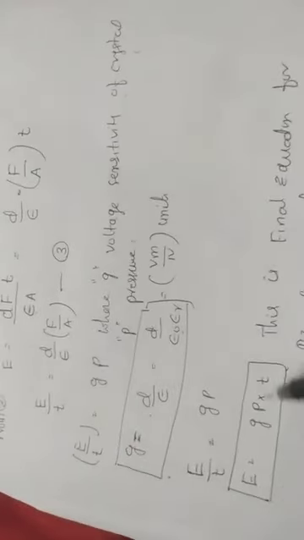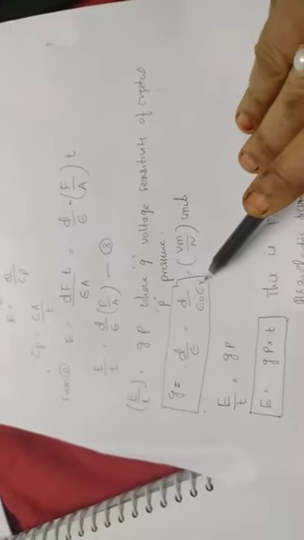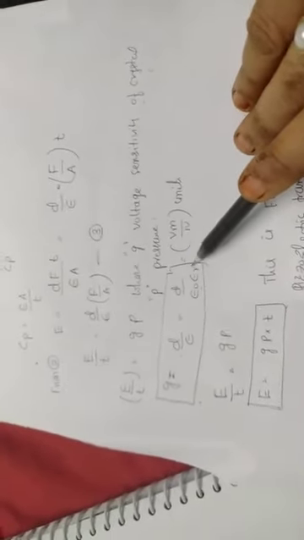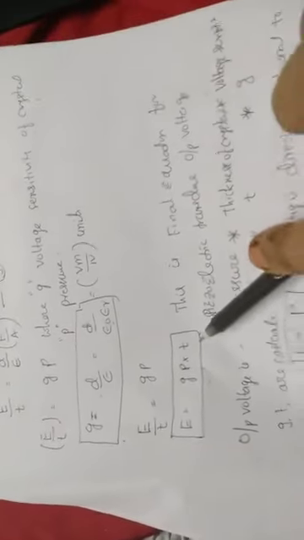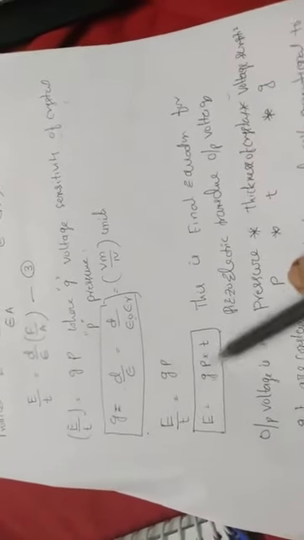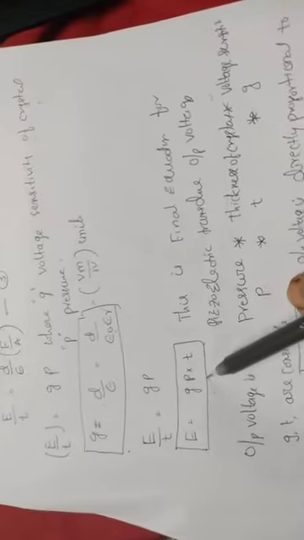So E is directly proportional to P. G and T are constants. Epsilon or epsilon naught is the permittivity of the crystal. So E is equal to G, P and T, where G is the voltage sensitivity of the crystal, T is the thickness of the crystal and P is the applied pressure. G and T are constant, so E is directly proportional to P.